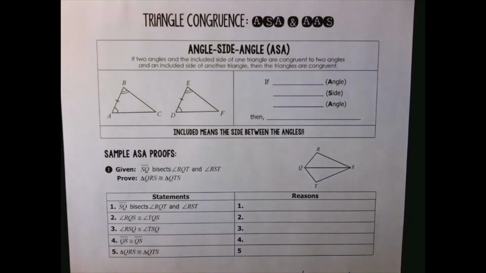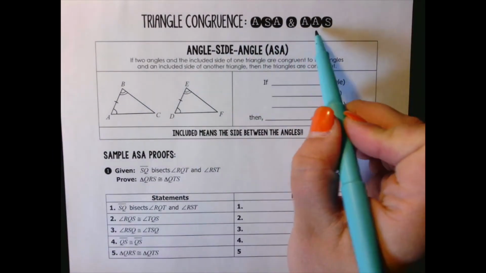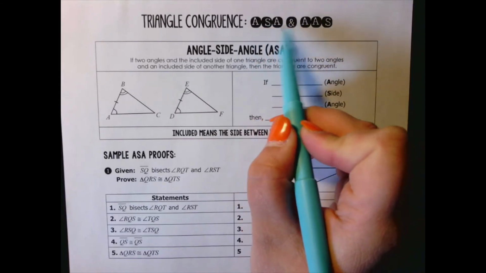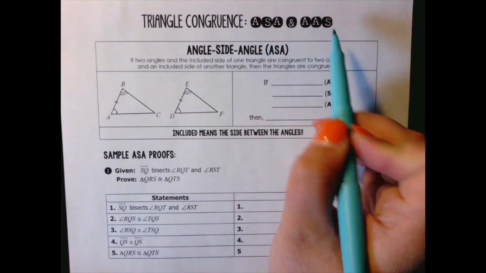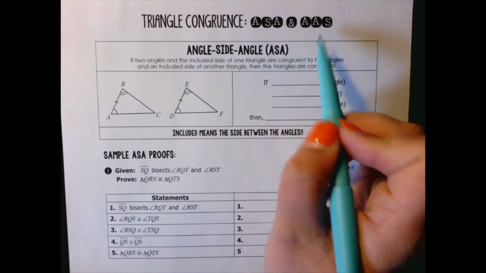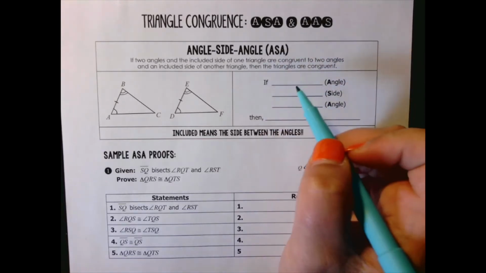So we are going to be continuing on with triangle congruence, and today we are looking at ASA and AAS. This first one is going to be angle, side, angle, and then we have angle, angle, side. And in both of these we have two angles and one side. So this is going to be where order is going to matter. So we're going to start with ASA.